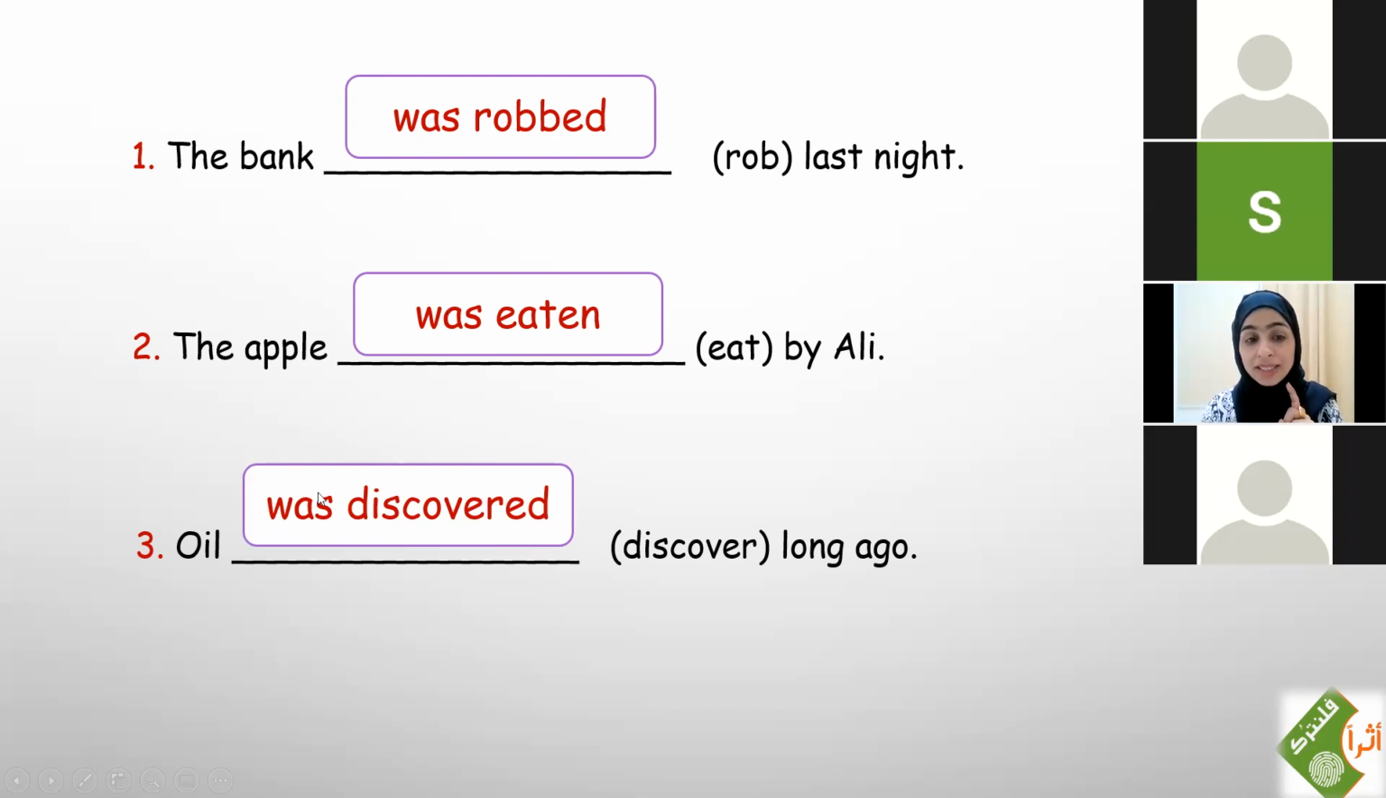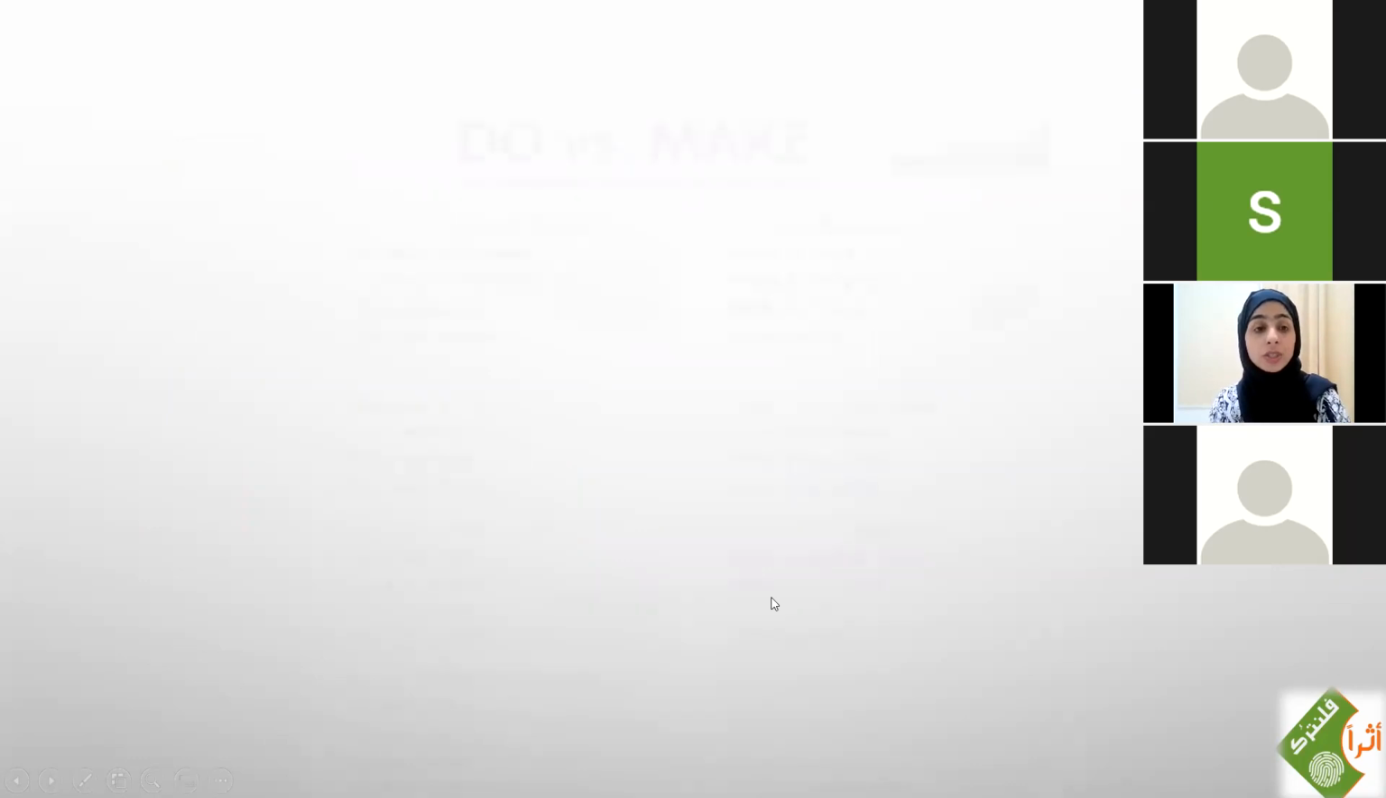Was or were, and here, by luck, it's all of them "was". It should be was or were plus the past participle. So we need two verbs. Please make sure of that. Now here we have the past participle. Sometimes it will end with "ed", sometimes the whole form will be changed. So just pay attention to this.